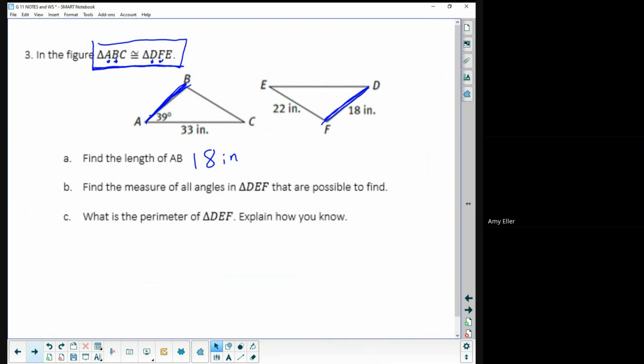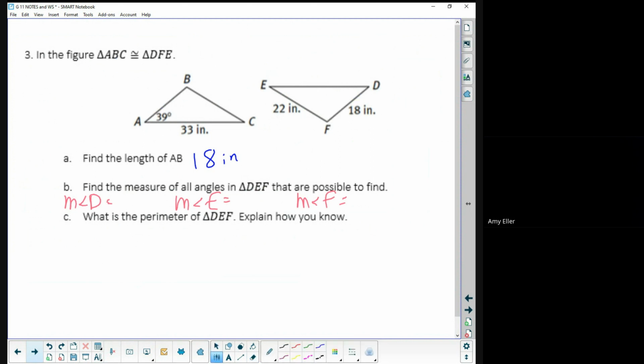All right, B. Find the measures of all angles in triangle DEF that are possible. Okay, so let's see if we know the measure of angle D, the measure of angle E, and the measure of angle F. Let's see which ones we know. Angle D is the same as angle A. Here's D, it matches with A. Oh, so we do know angle D. It's also 39 degrees.